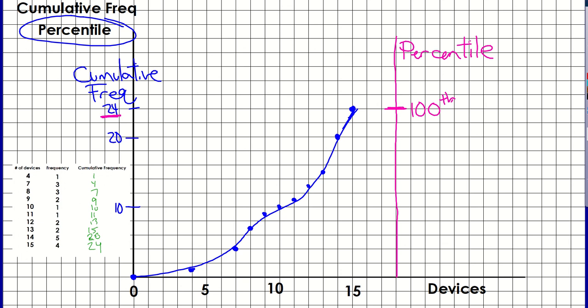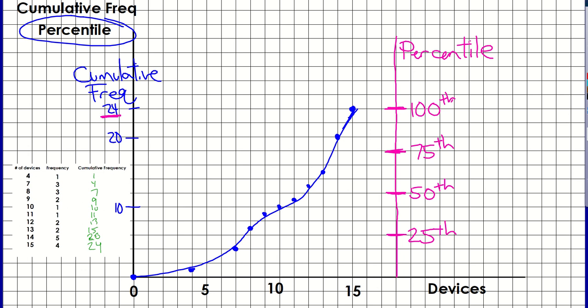So if 24 people, or responses in this case, is the 100th percentile, then that means 12 is the 50th percentile, which means 6 is the 25th percentile, and 18 would be the 75th percentile. So then we can answer questions based on this information.